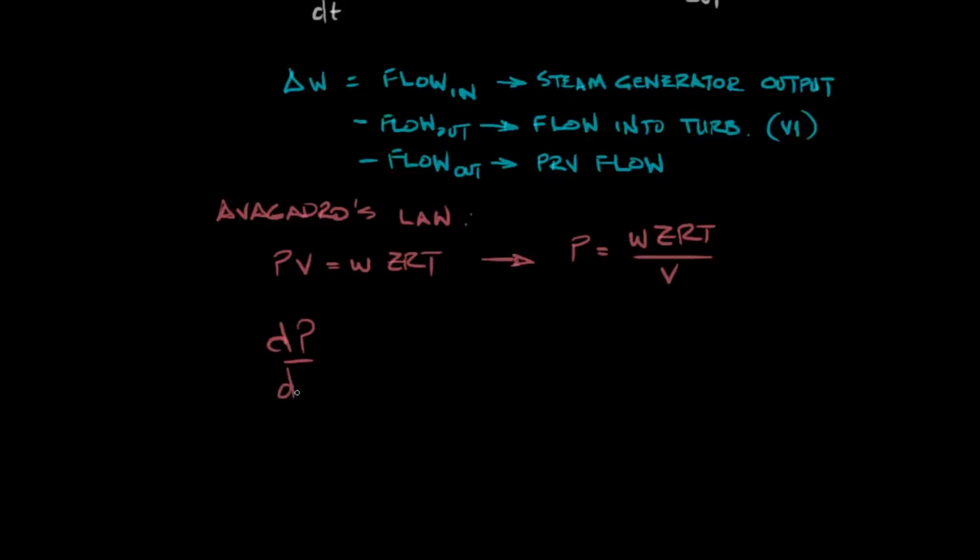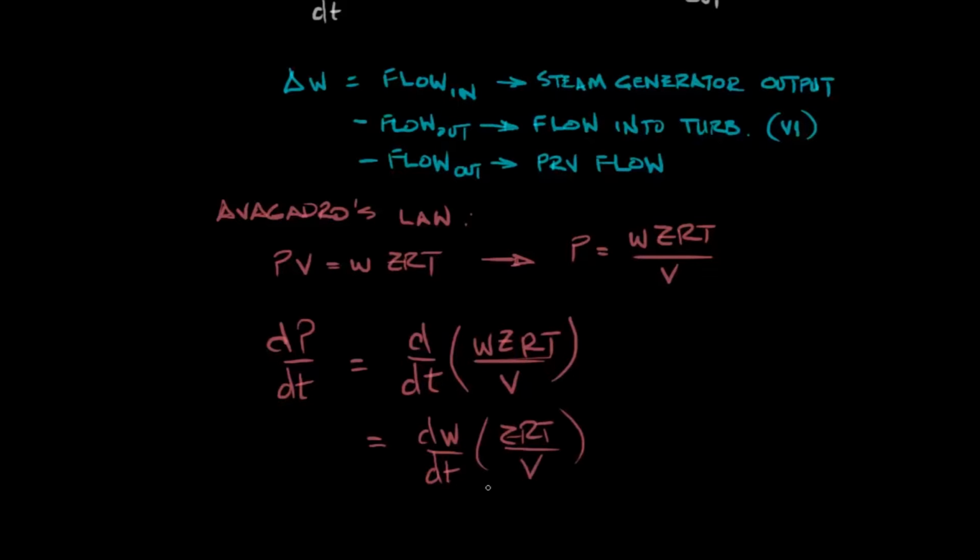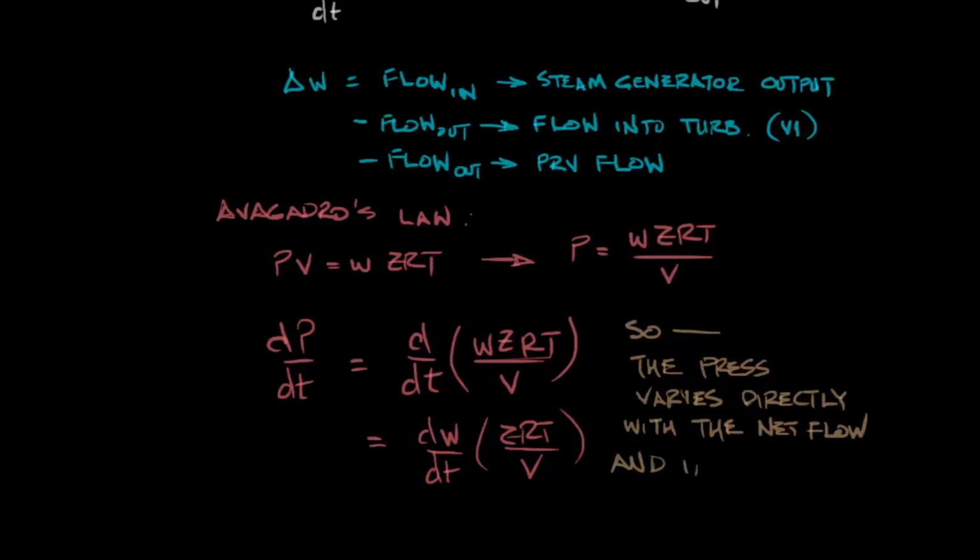So to isolate the pressure, we divide both sides by V, and that way, if we want to look at a time derivative of the pressure, which is the change in pressure we're trying to manage, that's going to be the change in the weight flow times temperature over volume. So given constant temperature, the pressure will vary directly with changes in the net flow through the pipe, and inversely with the volume.